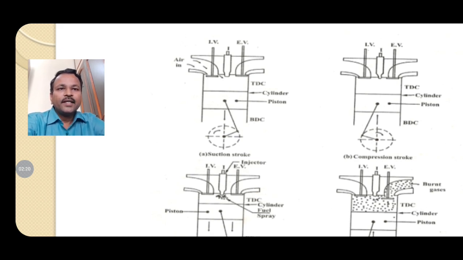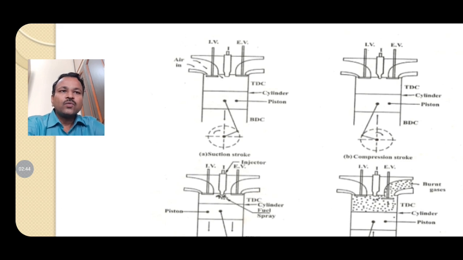Air, you can see the air direction, air in suction stroke. Looking into the first figure, air alone enters inside the cylinder. The piston movement is from top dead center to the bottom dead center. You can see the downward arrow. So air alone, because of the vacuum which is created as the piston moves from top dead center to the bottom dead center, partial vacuum is created, and air is sucked inside the cylinder.